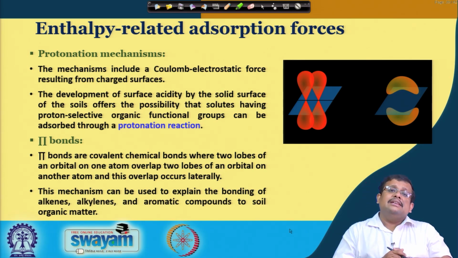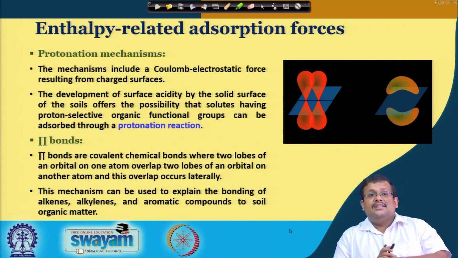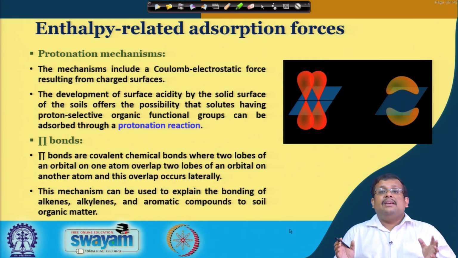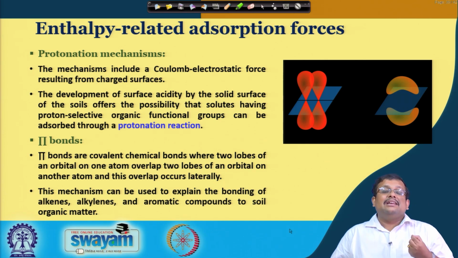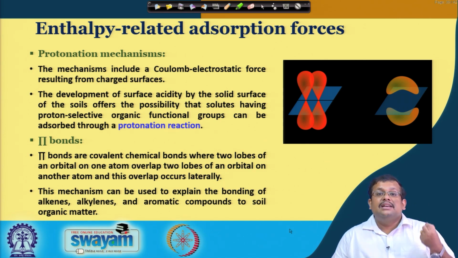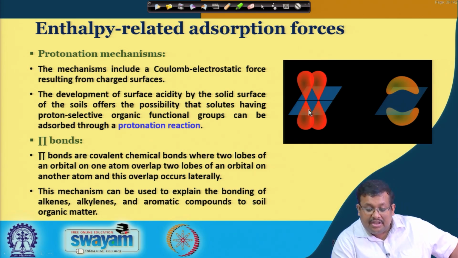Another bonding is known as the pi bond, and you can see the figure of a pi bond here. Pi bonds are covalent chemical bonds where two lobes of an orbital on one atom overlap with two lobes of an orbital on another atom, and this overlap occurs laterally. As you can see here, two lobes of one atom are overlapping with two lobes of another atom, and this overlapping is occurring laterally.